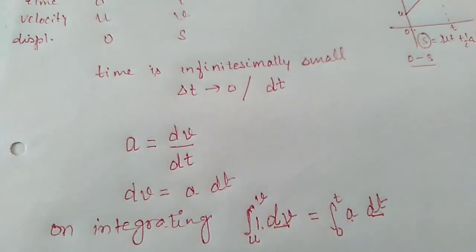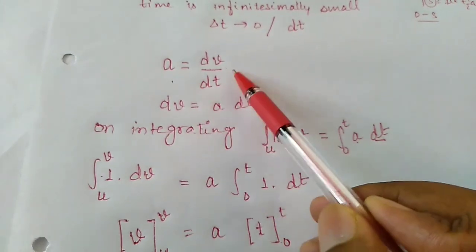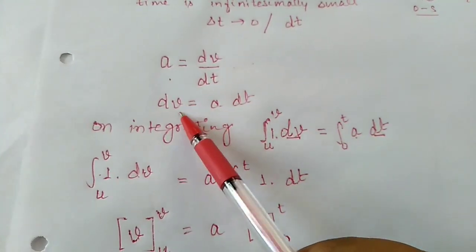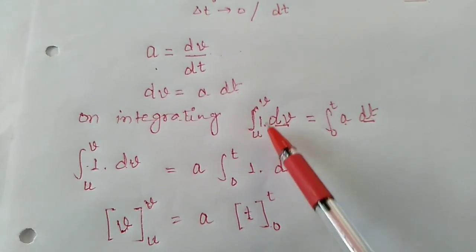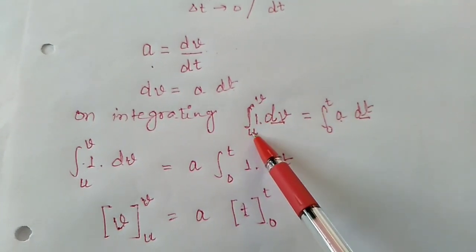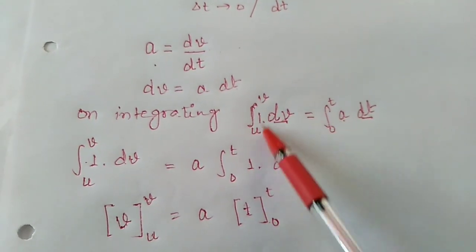So by the calculus method we have done it. Again you can see acceleration is equal to dv by dt. You have to start with this function. Then dv is equal to a dt. Then we have to integrate, and then we have to put the limits. But the limit depends on the function. What is the function here? Velocity. So initial velocity to final.